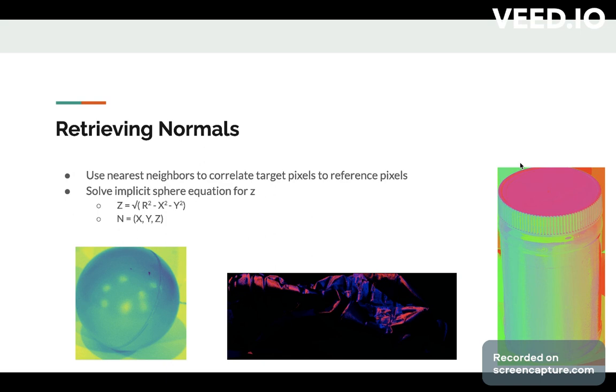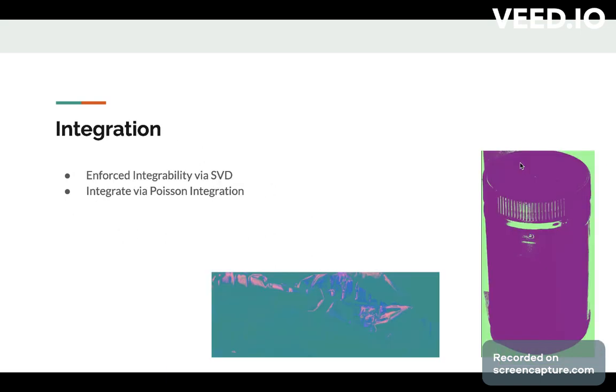After I retrieved these normals, I integrated them using my code from assignment 5 in a similar manner, where I enforced integrability using singular value decomposition to solve for some matrix Q that I could multiply my pseudonormals with in order to get some integrable normals. And after that, I integrated via Poisson integration.